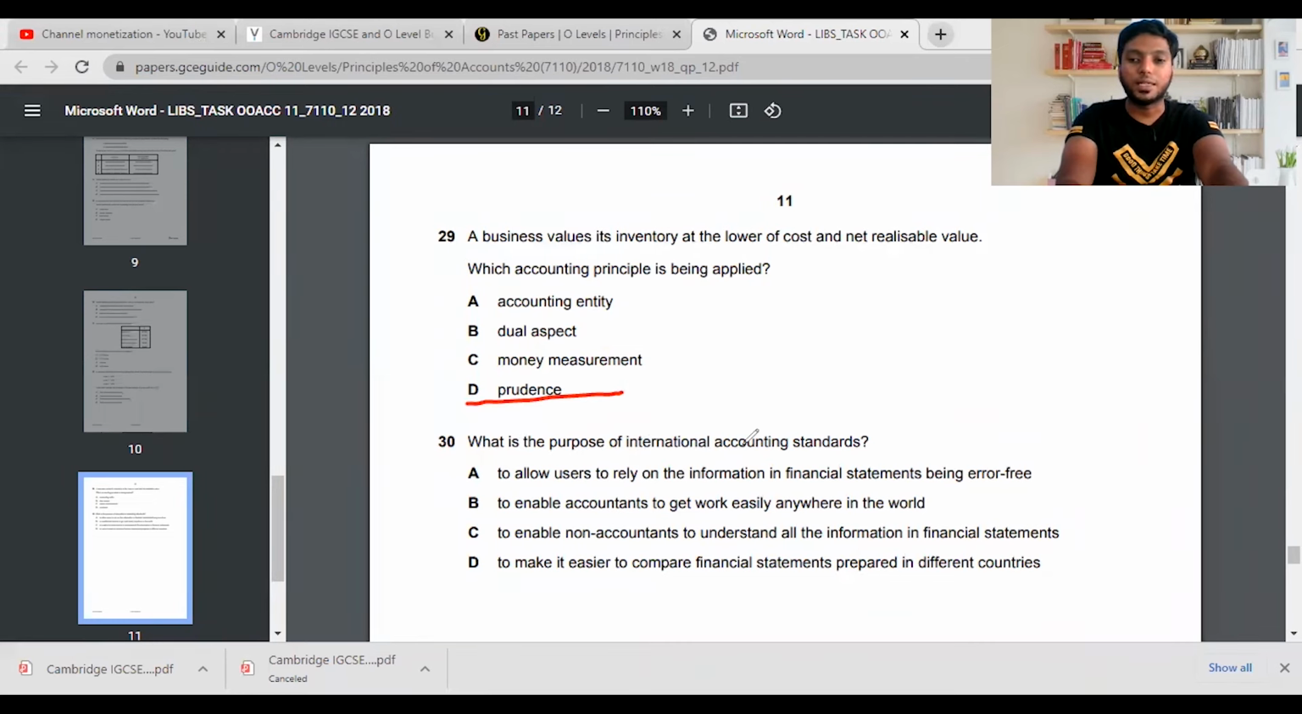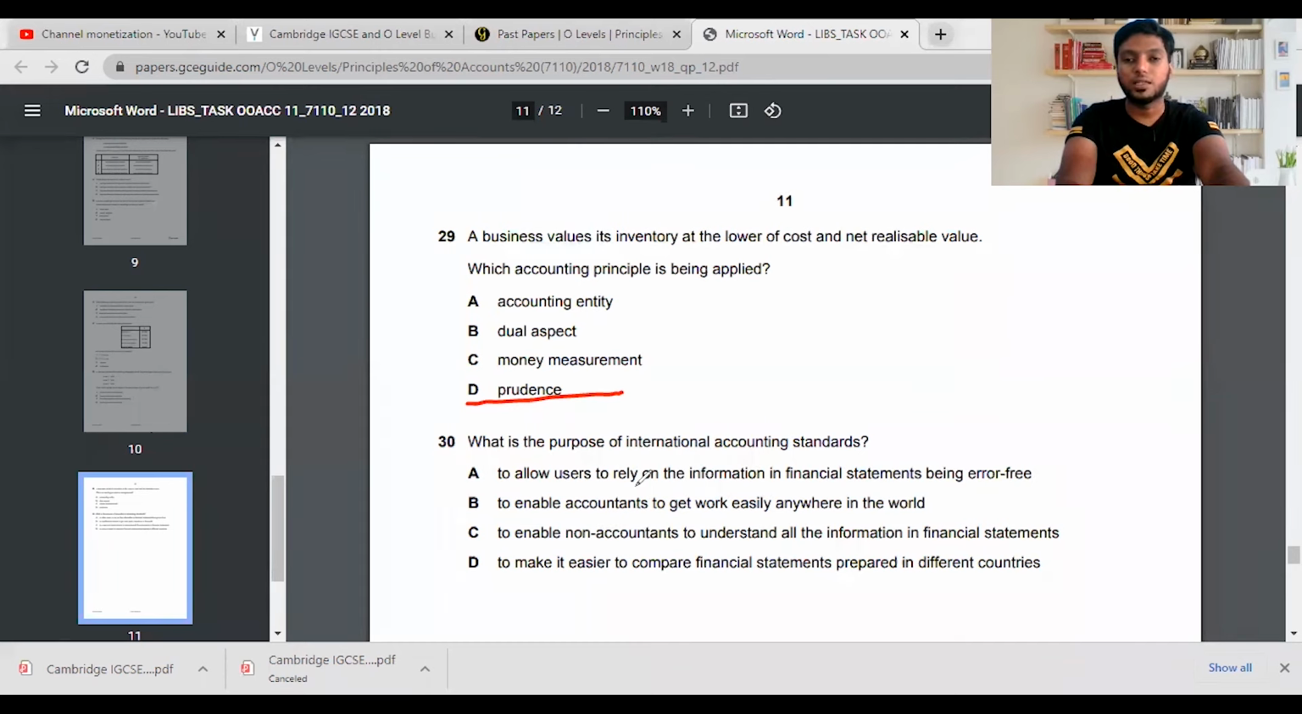What is the purpose of international accounting standards? To allow users to rely on the information in financial statements being error-free, to enable accountants to get work easily anywhere in the world, to enable non-accountants to understand all information in financial statements, to make it easier to compare financial statements prepared in different countries.